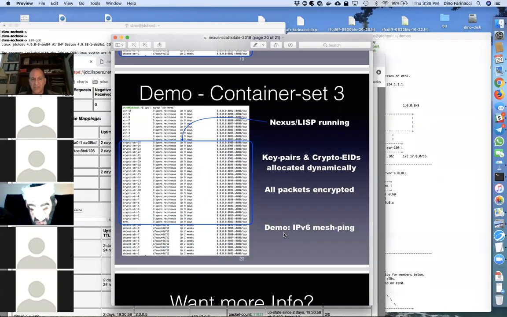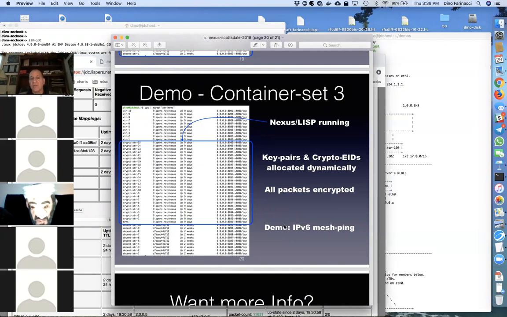Now, what we want to do today is show you that we're going to run these XTRs as crypto XTRs, and what that means is that they're going to be dynamically allocating their key pairs. In other words, a private and public key, as well as an IPv6 crypto EID. We'll explain those semantics in a minute. And then they're all going to register to this MRMS container that's being used as the mapping system.